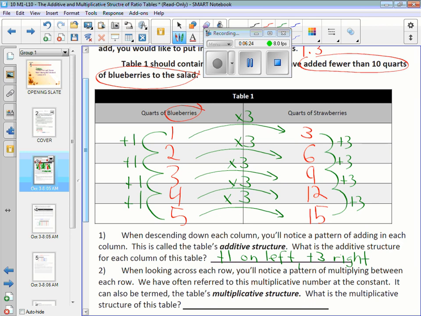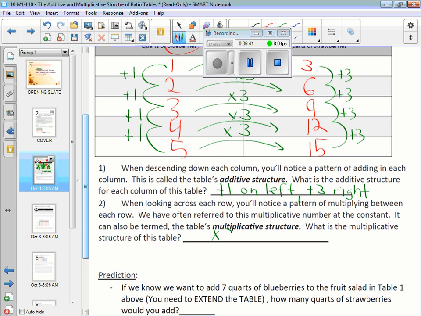That's why they call that a constant. Constant means always the same. So the multiplicative structure of table 1 is multiplying by how much? Say it out loud. Multiplying times 3. And that goes there.